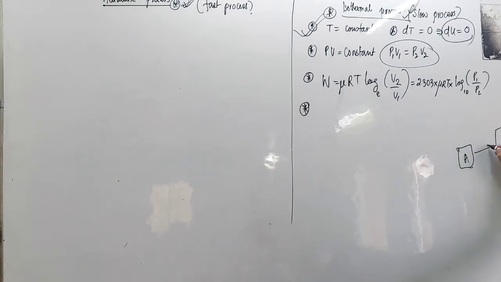Whenever there is no heat exchange between these two, the temperature of A will be exactly equal to the temperature of B. Only then are A and B said to be in thermal equilibrium.